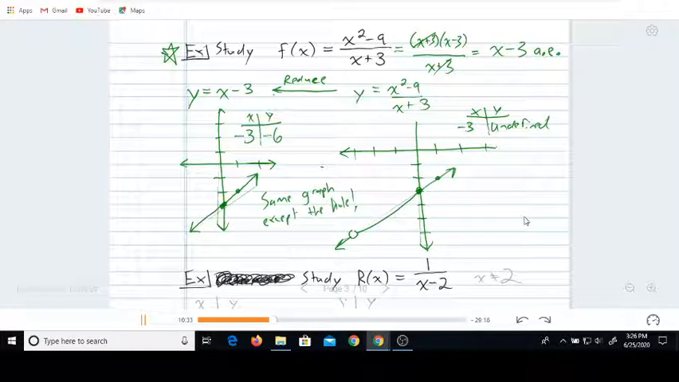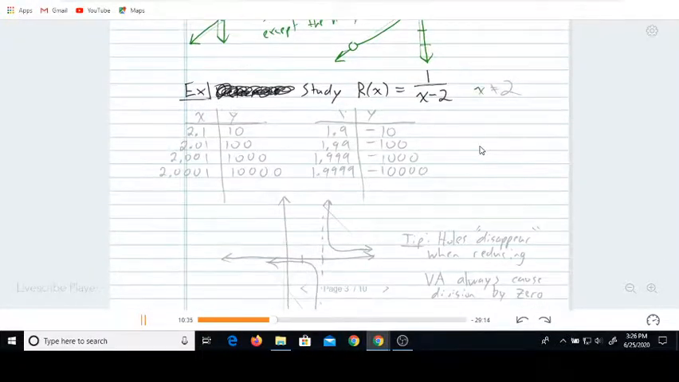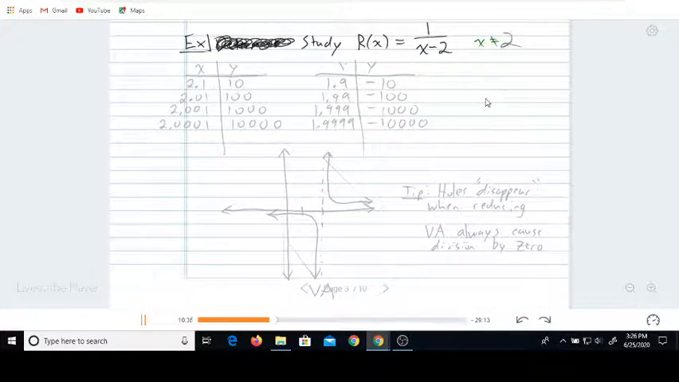Now if we look at the next example, we know x cannot equal 2, and there's nothing to reduce there. So let's go ahead and study this.